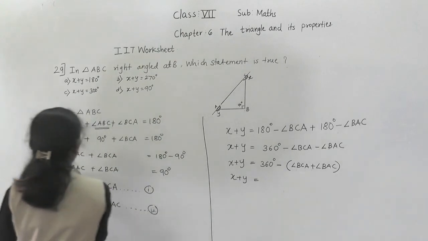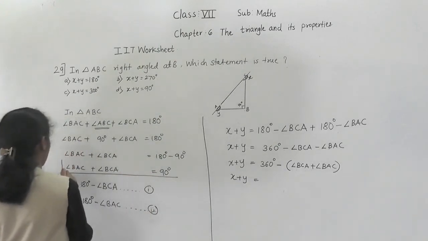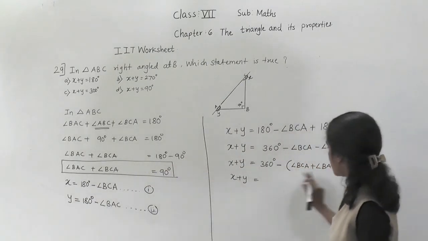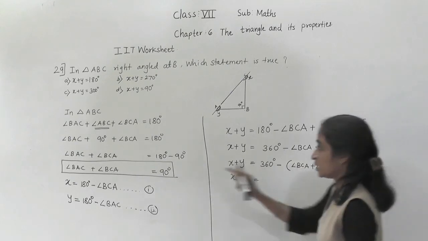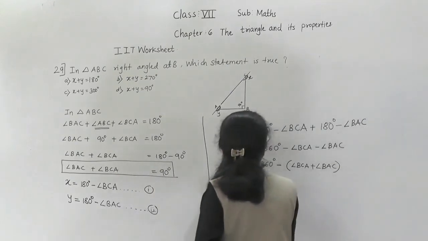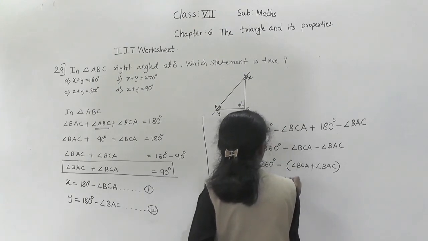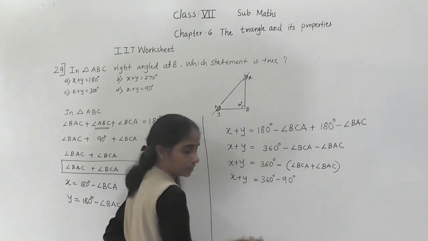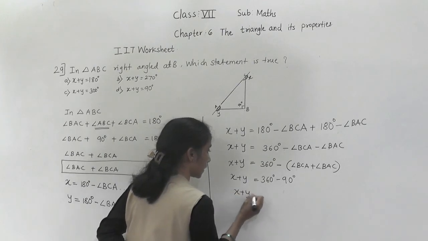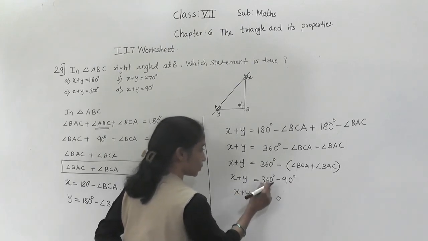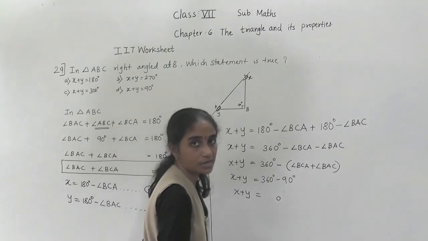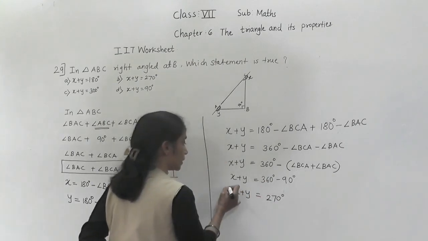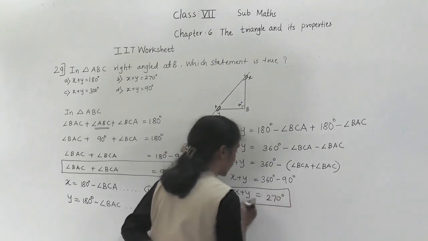BAC plus BCA, how much did we get? 90 degree. So BAC plus BCA is equal to 90 degree. So 360 degree minus 90 degree. So x plus y is equal to 0 minus 0, 0. 6 minus 9 is not possible. So 16 minus 9, 7. And here now we remain 2. So 270 degree. So x plus y is equal to 270 degree.